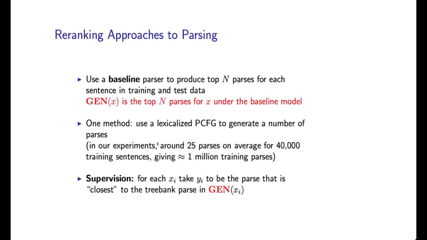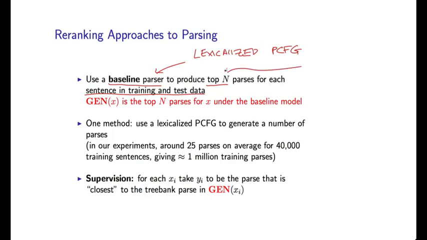So in re-ranking approaches, we're basically going to do the following. We'll use some baseline parser. In particular, this might be a lexicalized PCFG, for example, which we know is quite a good model for parsing. We're going to use a baseline parser to produce its top n parses for each sentence in training or test data.